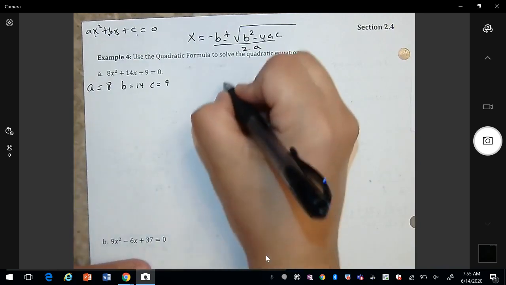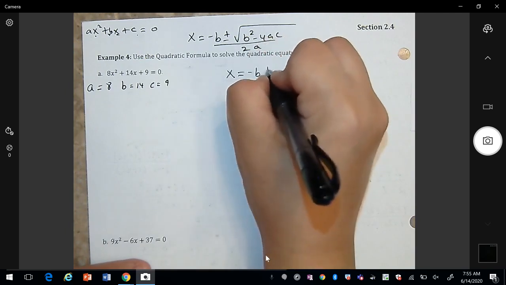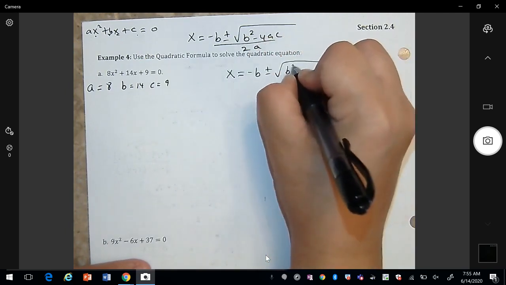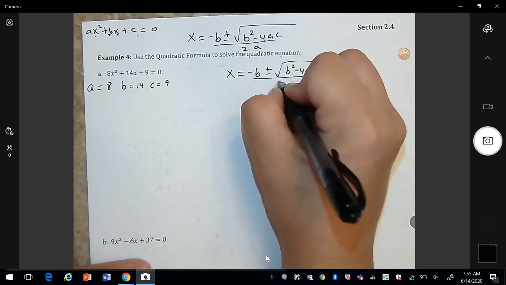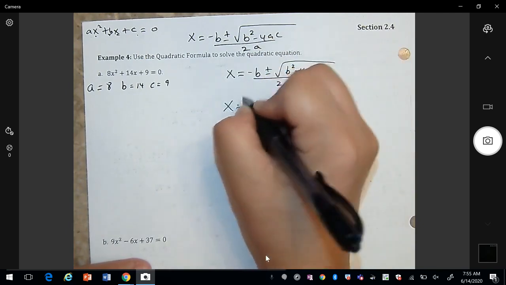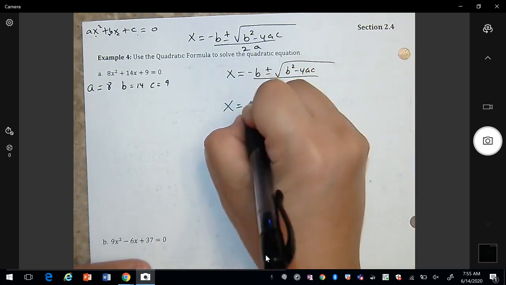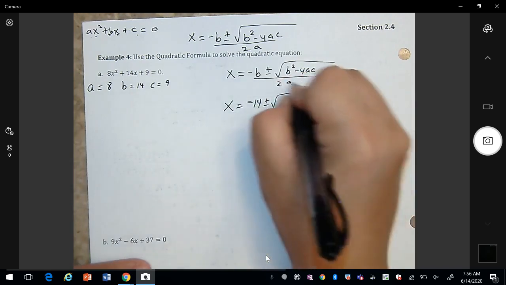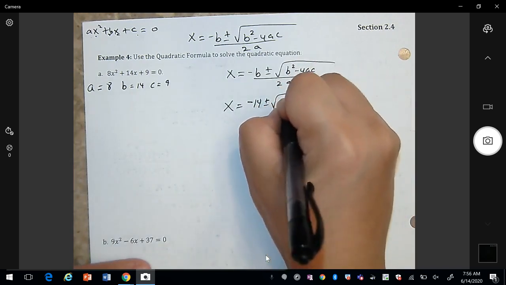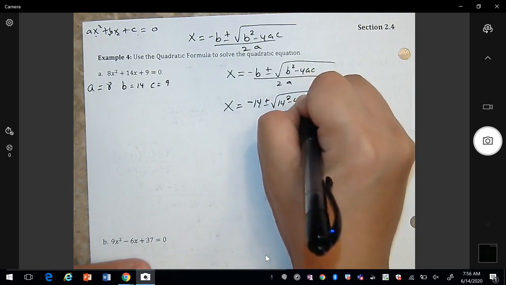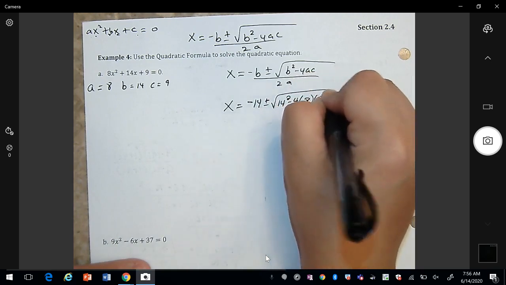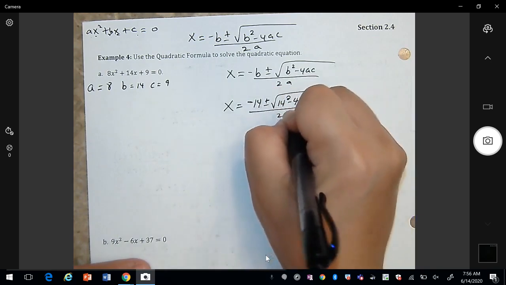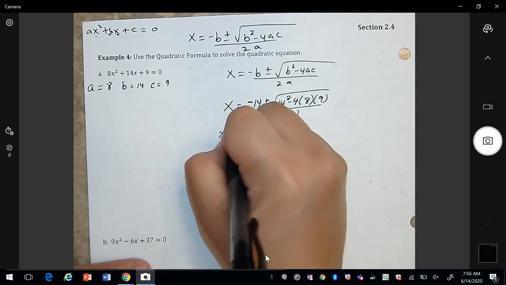So if we plug this into the quadratic formula, we end up with x is equal to negative b, which is 14, b squared is 14 squared, minus 4 times a, which is 8, and c is 9. Simplify.